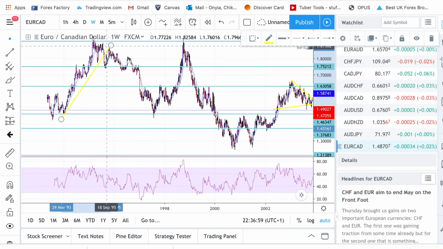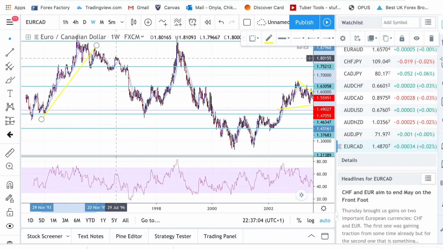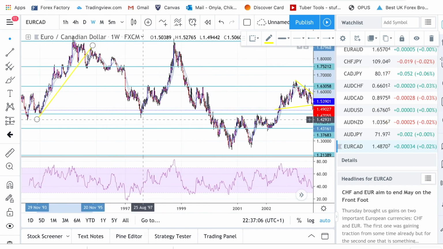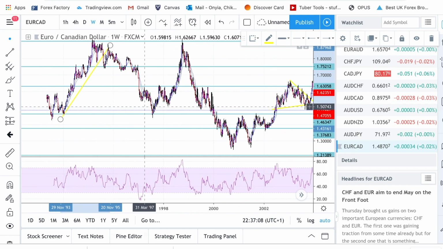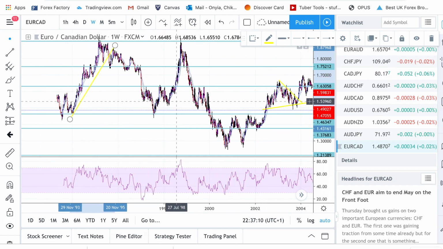So this would have been a great opportunity to sell around here. I would have set a hefty stop loss, just so that I can stay in the trade and wait for it to go all the way and shoot down, because you can make money off the short, off the sell, right? Okay. Let's try and find another one.